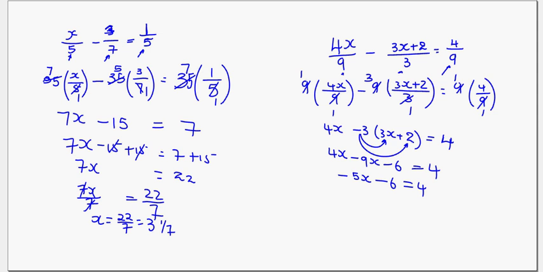And then we proceed as we had done before. So this would become minus 5x minus 6 plus 6 is equal to 4 plus 6. We're adding 6 on both sides. So we end up with the minus 6 cancelling with the plus 6. So we get minus 5x is equal to 10.